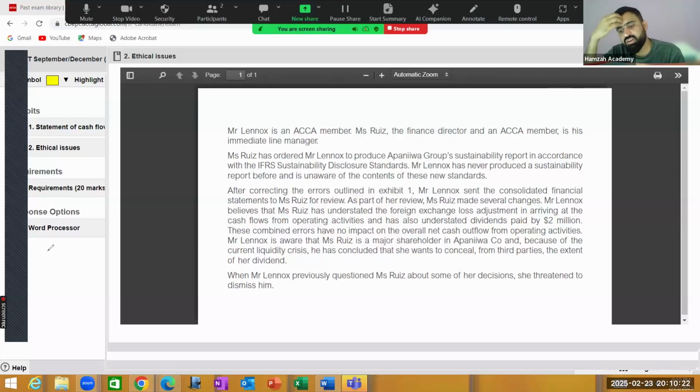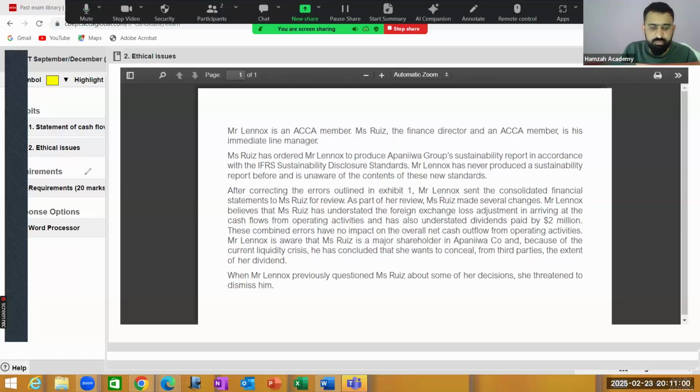Now, there are several issues which we have. Number one, Mr. Lennox believes that Ms. Roy has made several changes in which they understated the foreign exchange losses in arriving at cash flow from operating activities, and they also understated the dividend payment of 2 million, and they are concealing the information. Now, these are two issues.